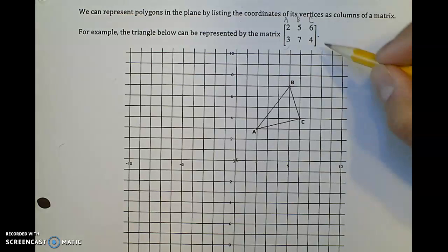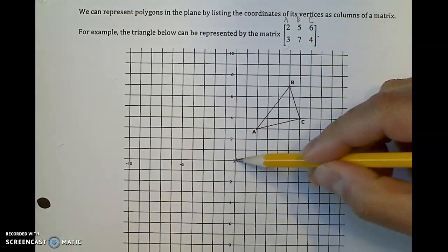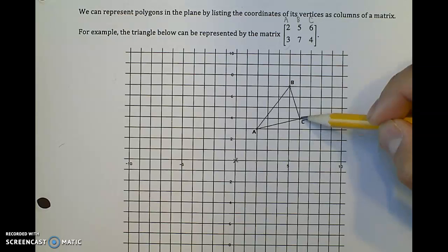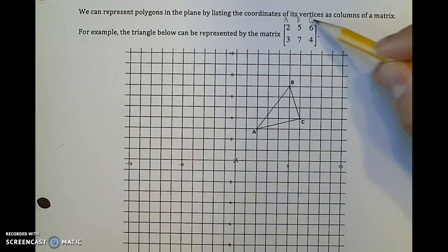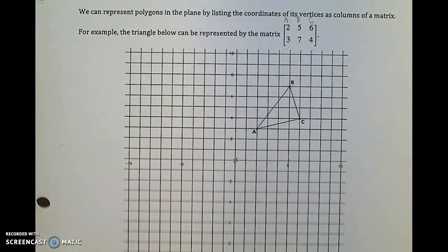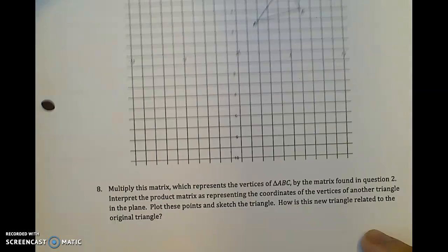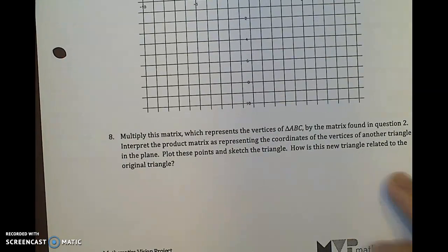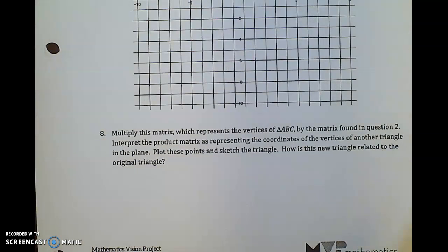And this column represents vertex C, which has coordinates 6, 4. Right, from the origin, 6, 4. And we write it, right, as a column. So here is, again, a matrix that represents this triangle. Right, so for the next couple problems here, it says we want to multiply this matrix that represents this triangle ABC by the matrix found in question 2.